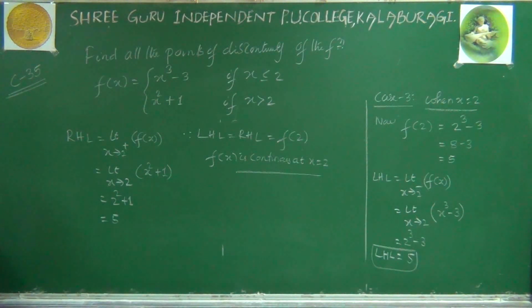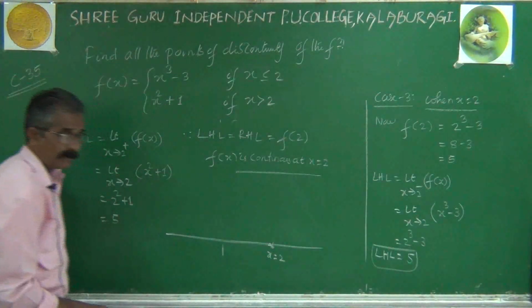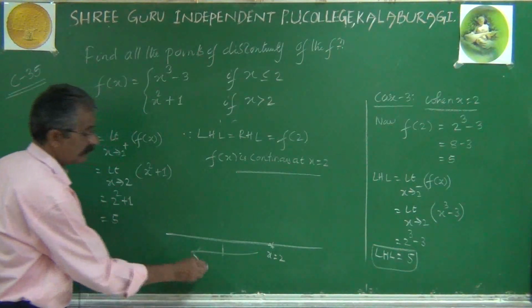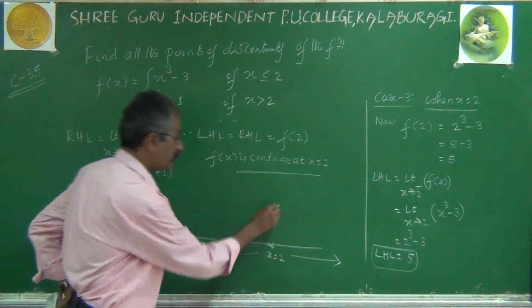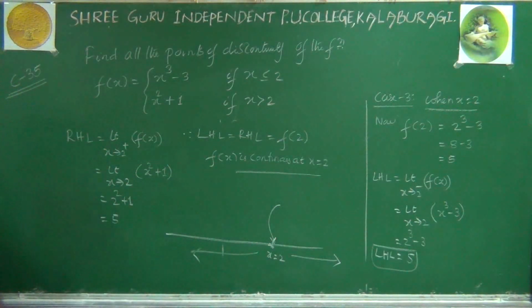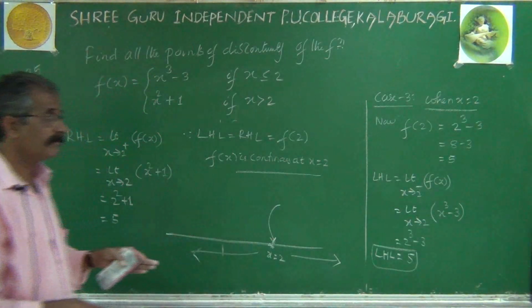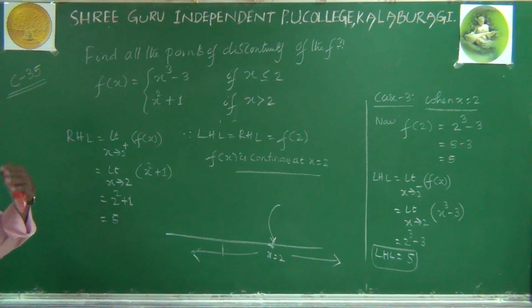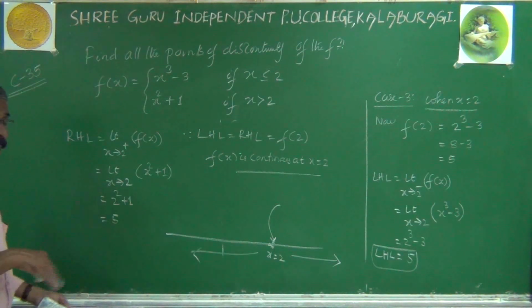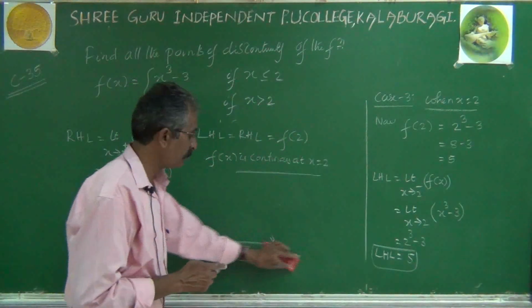And what we analyze in this problem is that suppose this is point x equal to 2. We have analyzed that for x less than 2 the function is continuous, for x greater than 2 the function is continuous, and exactly at x equal to 2 the function is continuous. That means this function does not have any point of discontinuity. That means each and every point for this function is a point of continuity, as good as the number of discontinuity points equal to 0. That's the meaning of this problem.